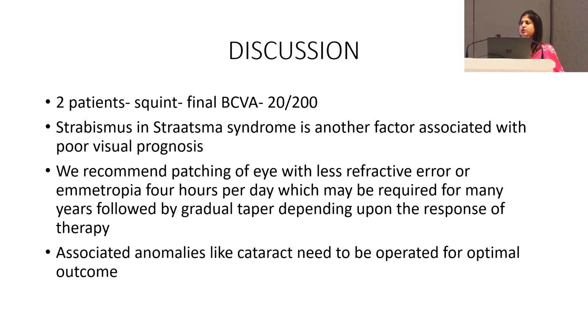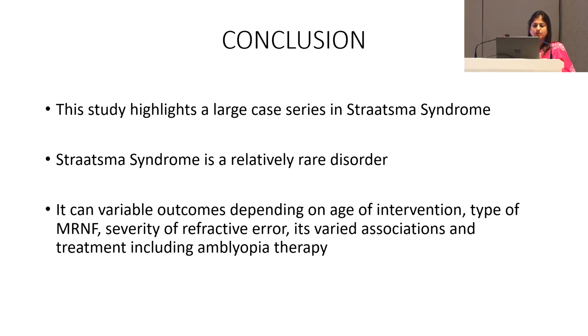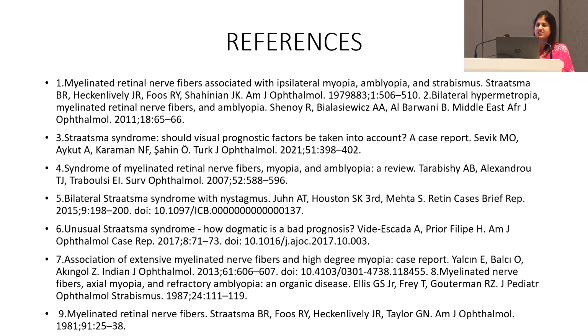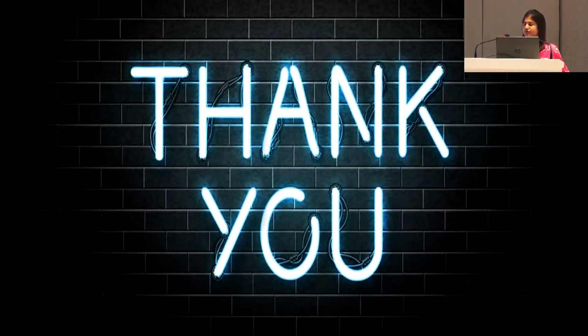We had 2 patients in whom cataract surgery was done and proper patching was done. And we could attain 20/40 visual acuity in these 2 patients at the last follow-up. So associated anomalies like cataract need to be treated, extensive refractive error correction with cycloplegic correction, and patching is to be done. So this is basically a large case series of Stratismus syndrome. And depending upon the age of intervention, type of myelinated nerve fiber, and severity of refractive error, we can have variable outcomes. These are my references. Thank you.